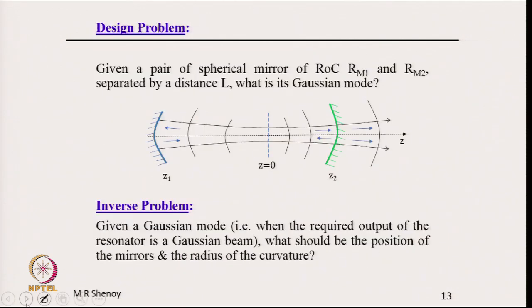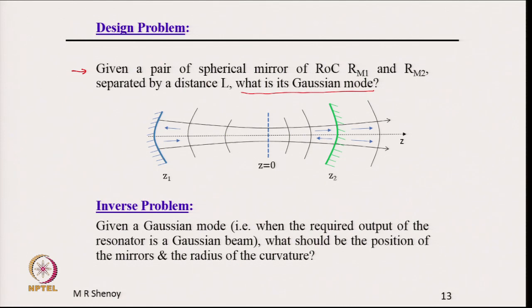Now, let us go to the design issue. So, what is the design problem? Given a pair of spherical mirrors of radius of curvature R m 1 and R m 2, separated by a distance L, what is its Gaussian mode? How to determine the Gaussian mode? So, we have to determine the Gaussian mode for a given resonator.